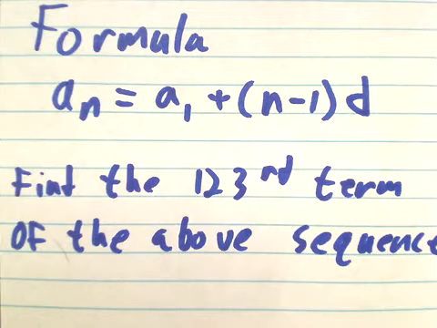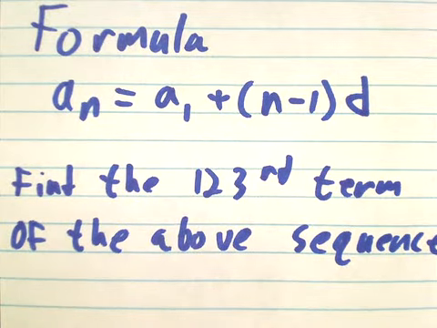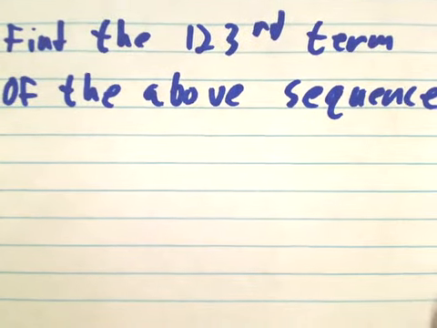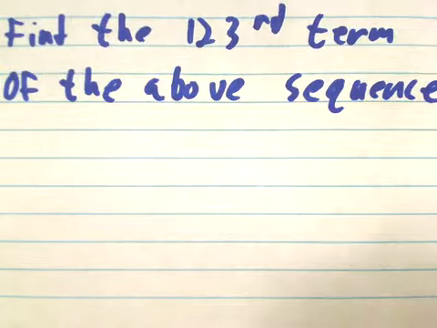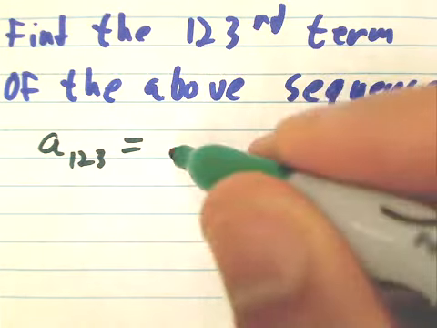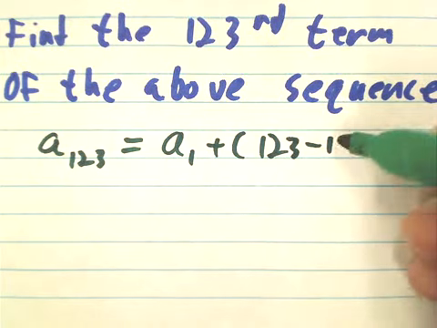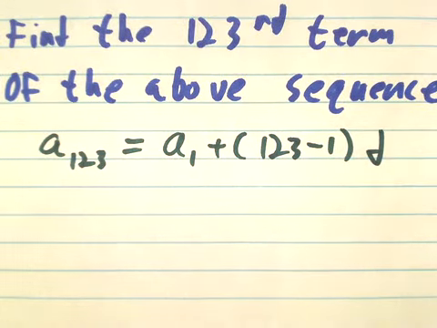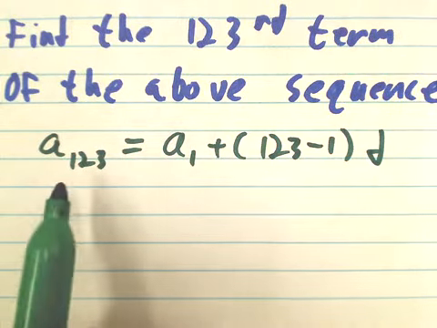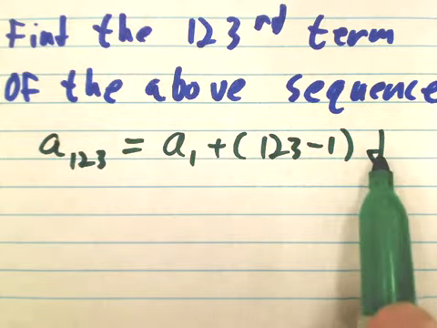So I'm going to find the 123rd term of the above sequence. So n is going to be 123. Find the 123rd term of the above sequence. So a sub 123 is equal to, I'm going to leave everything else, I'm just going to put in the 123, plus 123 minus 1 times D. So this says the 123rd term is equal to the first term plus 122, that's 123 minus 1, times the common difference.